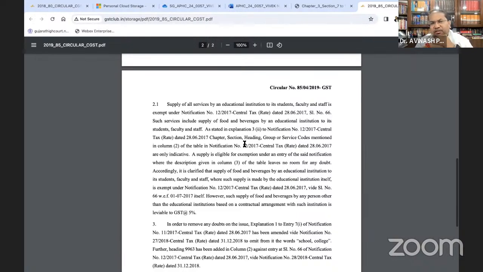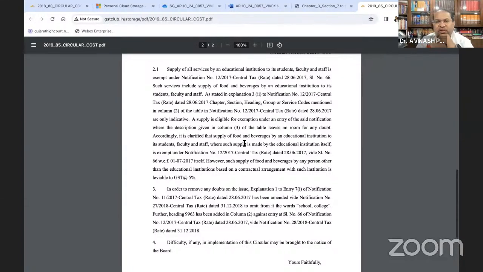As stated in explanation 3.2 of notification 12 of 2017 dated 28th June 2017, chapter, section, heading, group or service codes mentioned in column 2 of the table in notification 12 of 2017 dated 28 June 2017 are only indicative. Now this is important. A supply is eligible for exemption under an entry of the said notification under the description given in column 3 of the table. This leaves no room for any doubt. There cannot be any doubt.